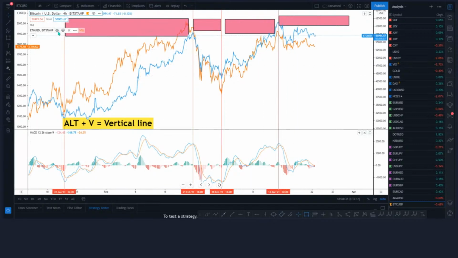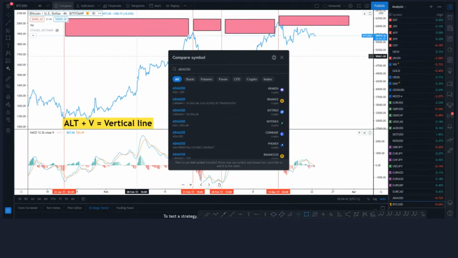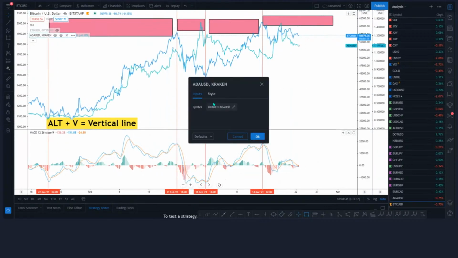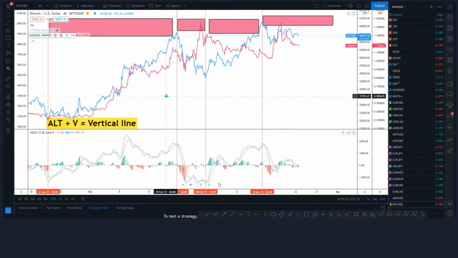Imagine we take the Ethereum off and we compare Cardano, ADA USD. I'm just going to change the color of Cardano right here. I'm going to make it red or something. Okay, so Cardano is not very correlated to Bitcoin. See right here, till this date was okay, and from here that was okay. When you see the red one, which is Cardano, going above and Bitcoin going down, that was a very good time to trade Cardano over BTC.